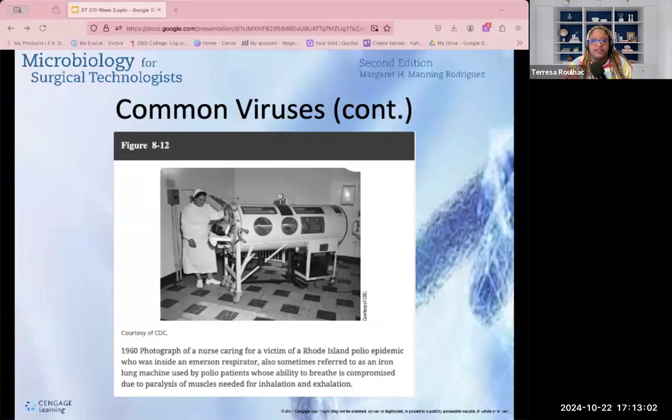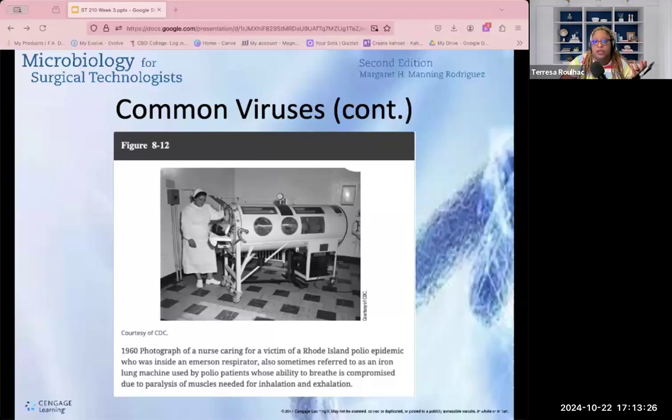Enteroviruses. Now, these viruses mainly affect the gastrointestinal tract, but they can spread to other parts of the body. They're quite common and cause a wide range of illnesses. Another one is the rhinovirus, the most common cause of the common cold. You may see this somewhere again. It primarily infects the nose and your throat.